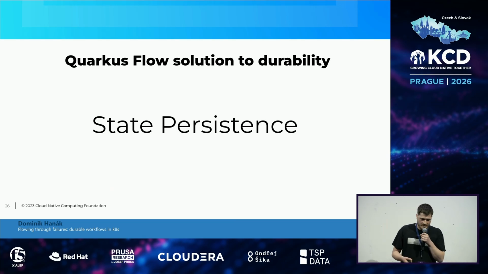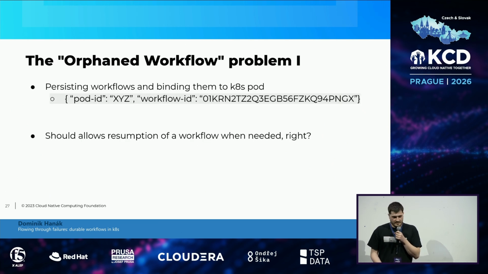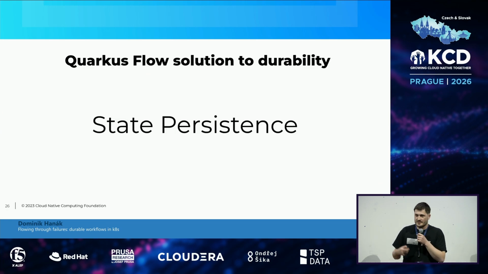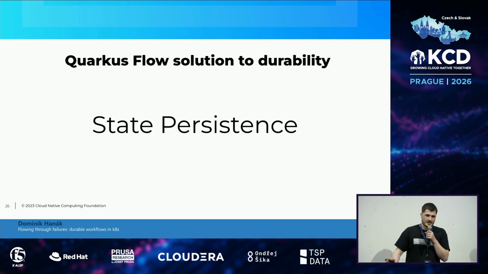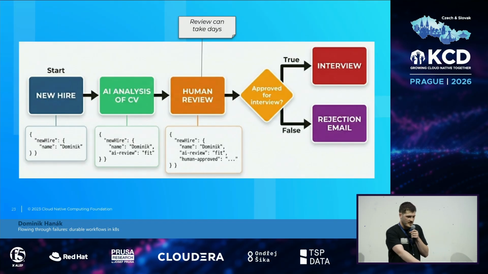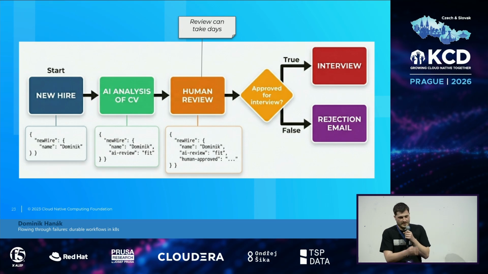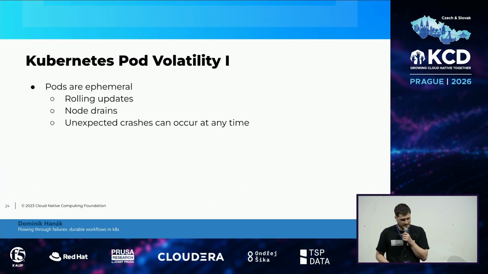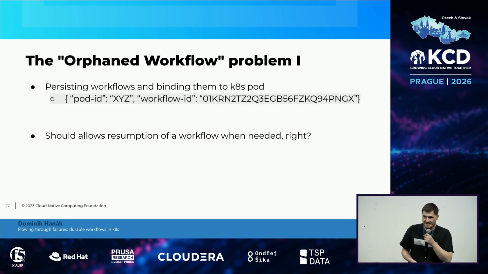In Quarkus Flow, we have a feature called state persistence, and it does exactly that. It stores the state in checkpoints, and if the pod fails, we are able to restart the workflow from the saved state. Instead of repeating the process from the start, from the new hire step, we remember that it was waiting for the human review. So it will just resume from that with all the data that was already present in the workflow's context.